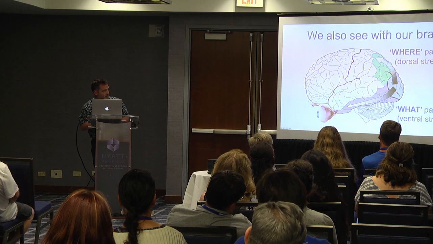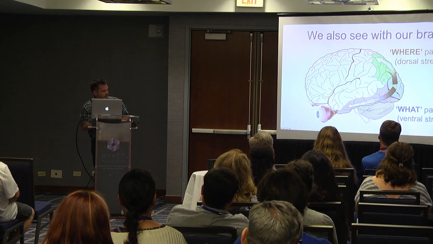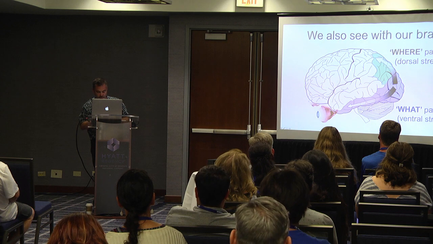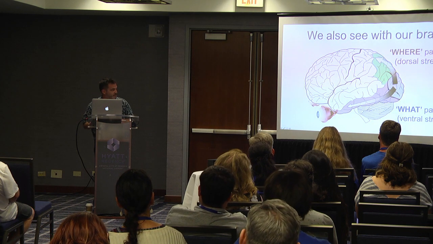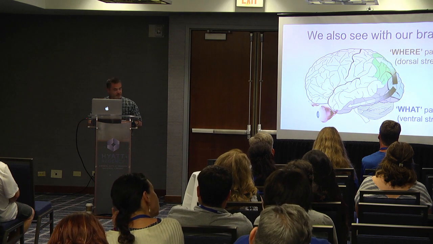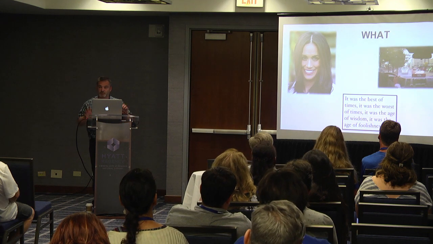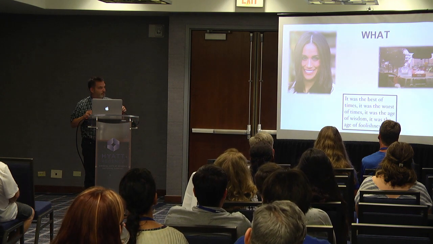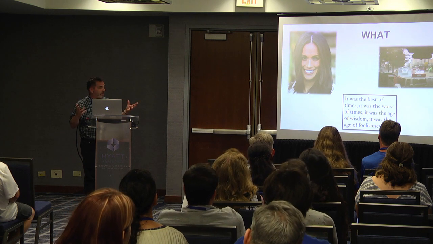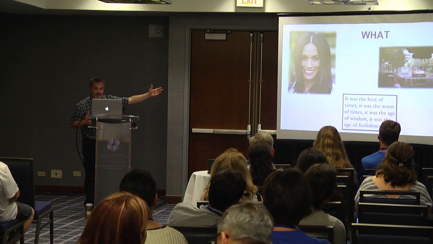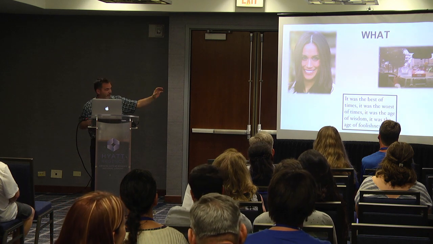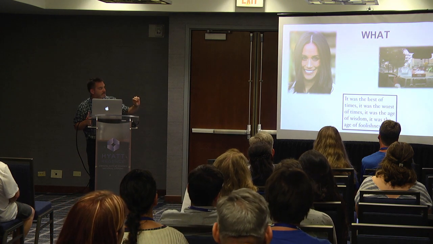We have what is called a where pathway, the dorsal stream, and a what pathway, the ventral stream. There is another aspect of vision that we don't see when we look at a picture of the brain, and that is when we see things. So when we're thinking about what, we're talking about recognizing things. We're talking about recognizing faces, for example. Or when we read, of course, we have to recognize individual words in text.